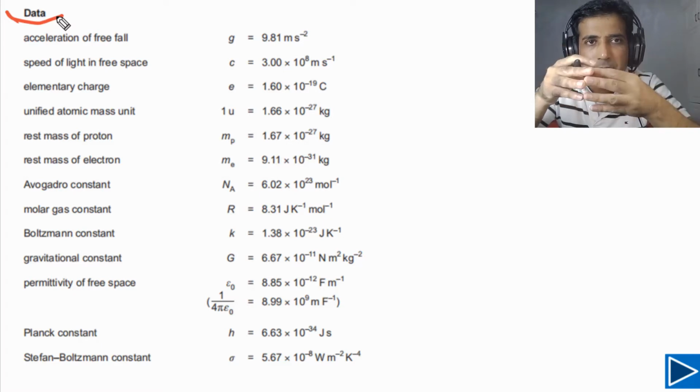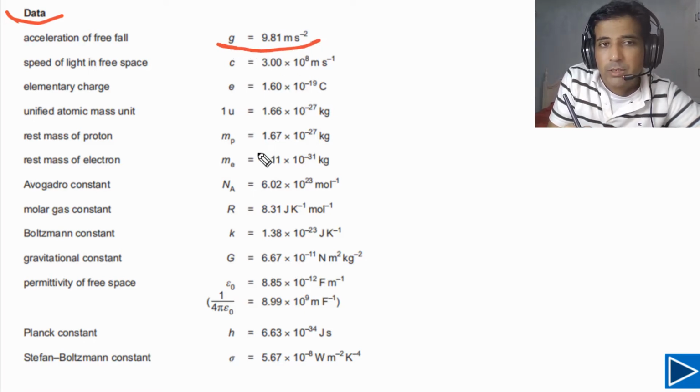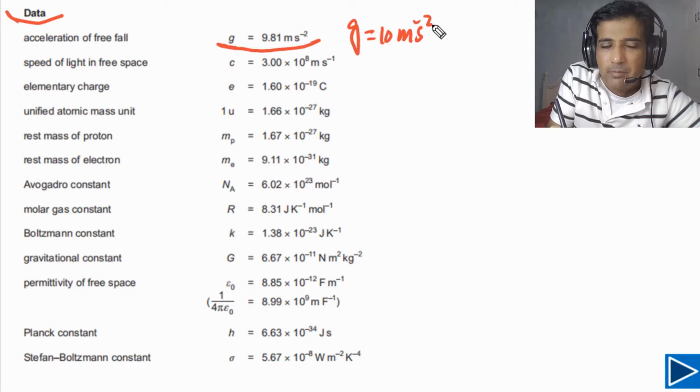So if you need the value of any constant, you can come to this page and find the value of the required constant, meaning the constant you need. At AS level and also at A2 level, you have to use g equal to 9.81. You cannot use g equal to 10. So it is a very important point, you need to be very clear about this one.